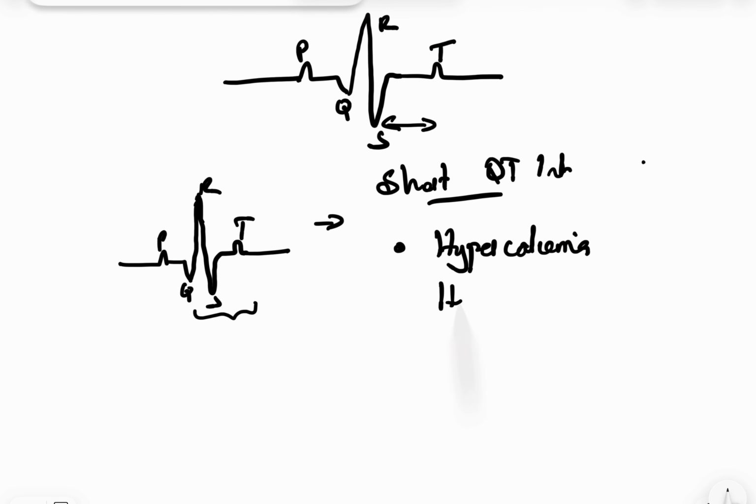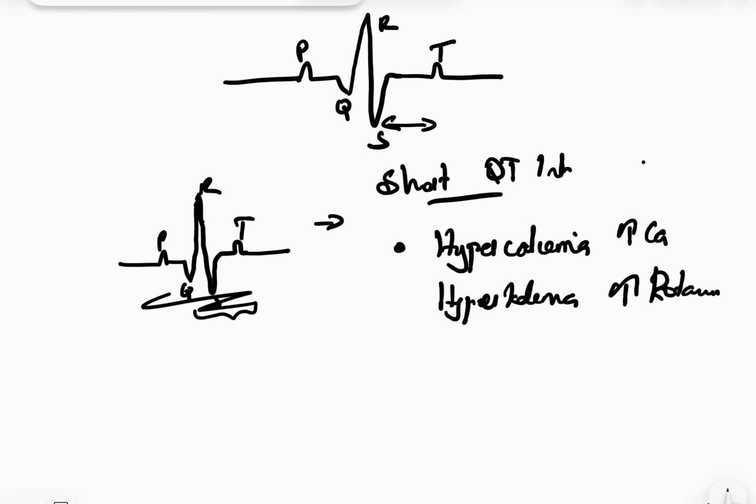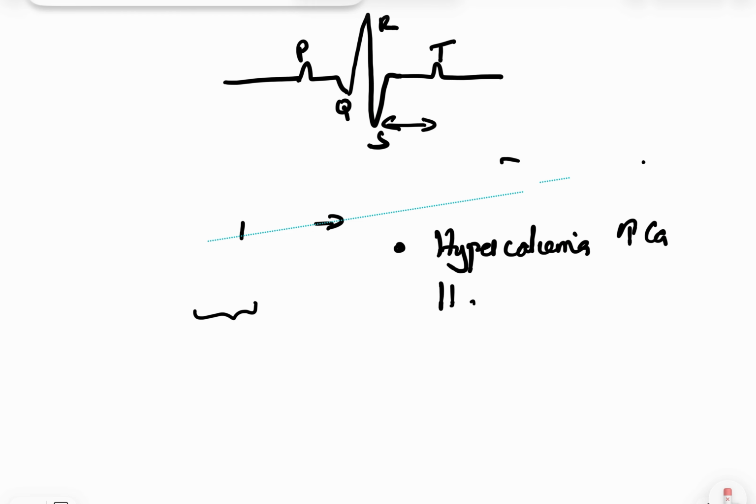or hyperkalemia. Okay, hypercalcemia means increased calcium level, hyperkalemia means increased potassium. K is potassium. So in case a patient has a short QT interval, the patient might have hypercalcemia or hyperkalemia, an increased potassium level.